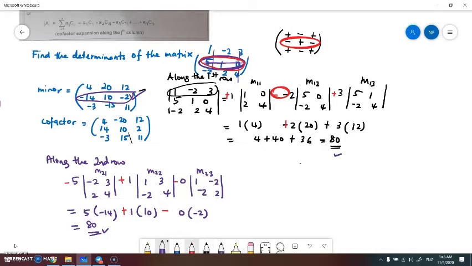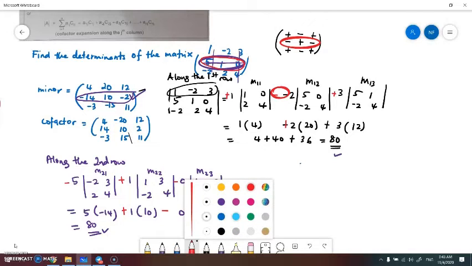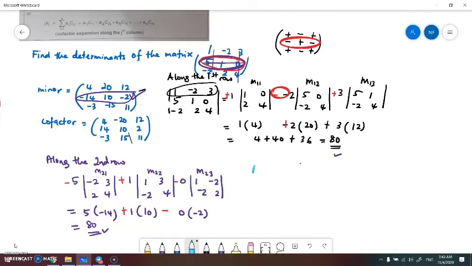Let's say I want to use another, let's say we use a column. Let's say we find along the second column, or third column. Depends. You can use any one. But okay, along the third column. Because this is already a mess, I just use this one. 3, 0, 3, 0, 4.